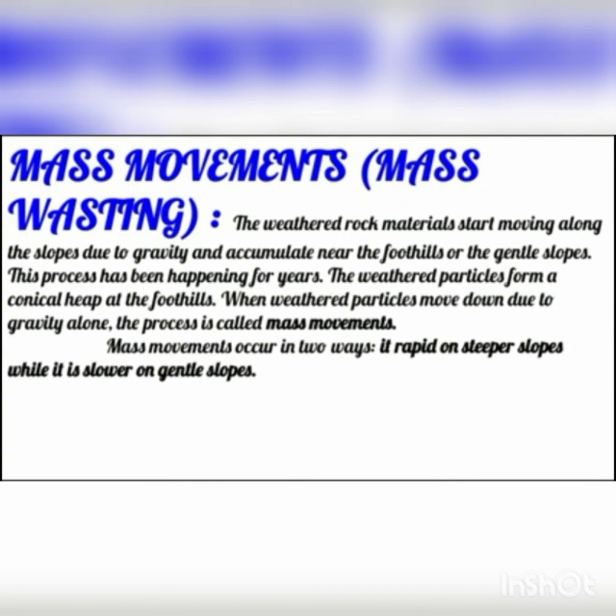When weathered particles move down due to gravity alone, the process is called mass movement. Mass movements occur in two ways. It is rapid on steeper slopes, steeper meaning the slope is almost straight, and it is slower on gentle slopes, gentle meaning the slope is somewhat slanting. So mass movement happens in two ways, rapid and slower.